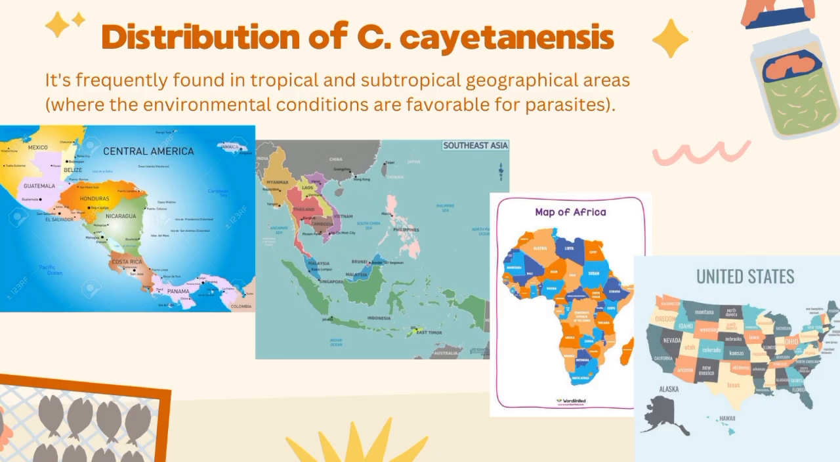So today I will be discussing the parasite called Cyclospora cayetanensis. Countries in Central and South America have reported significant numbers of Cyclospora infections. This includes countries like Peru, Brazil, Guatemala, and Mexico.